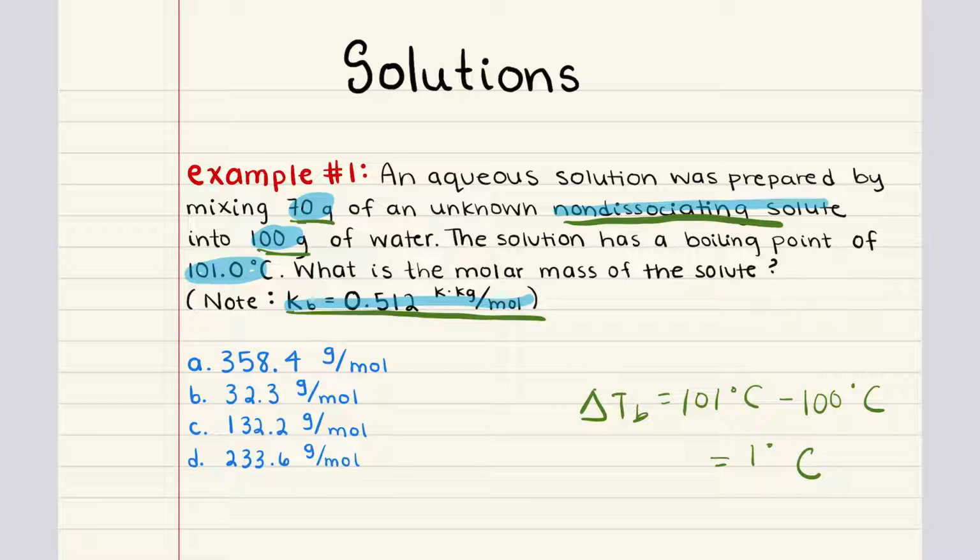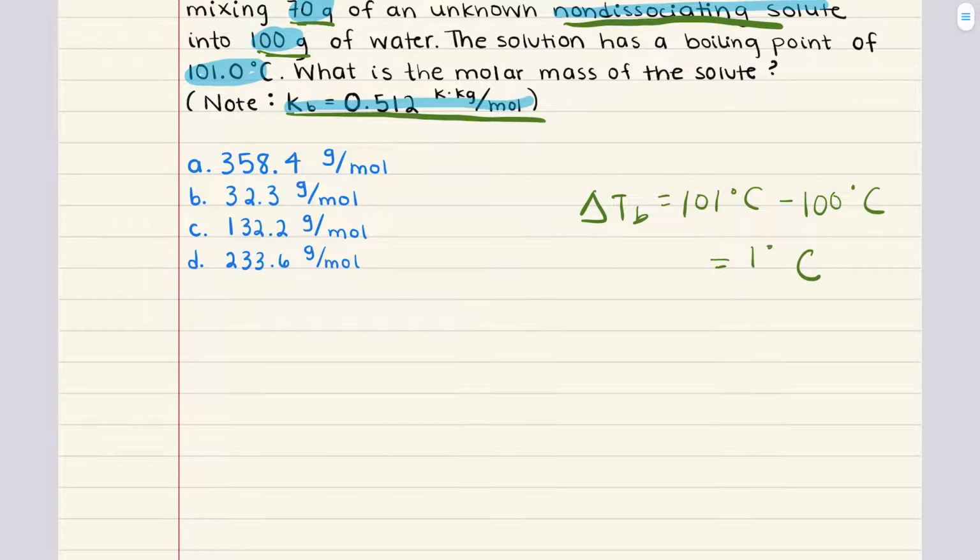So with all of this information, here is our game plan. We're trying to figure out the molar mass of the solute. Molar mass is grams per mole. We have the grams of the solute, 70 grams of our solute. We need to figure out the moles of the solute so then we can take grams per mole and figure out our molar mass. How are we going to get there with the information we're given?